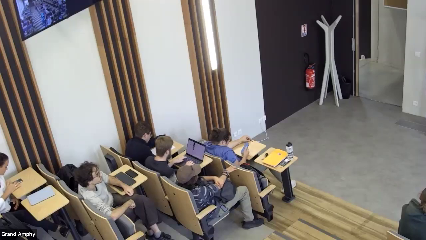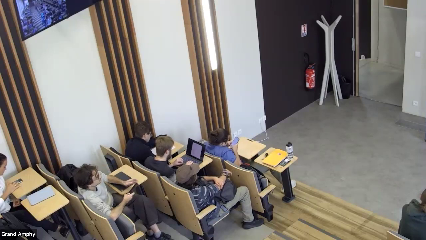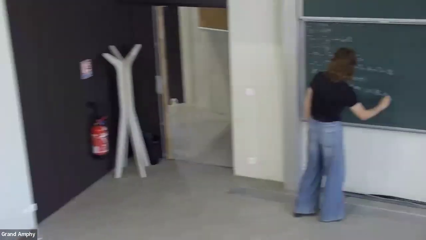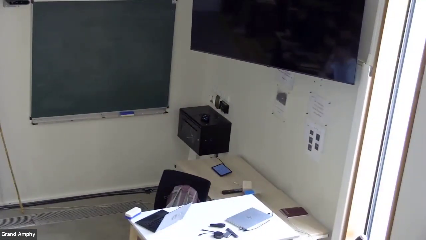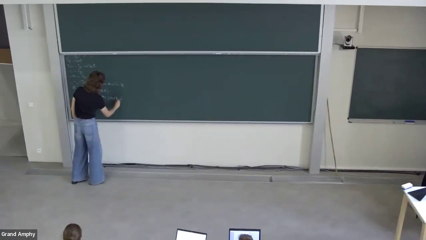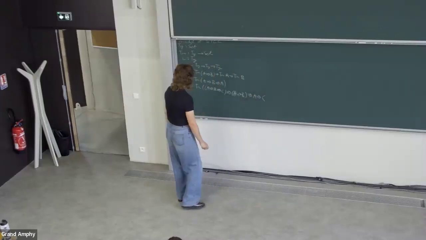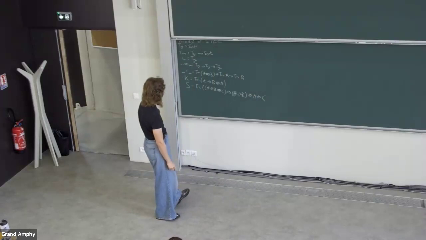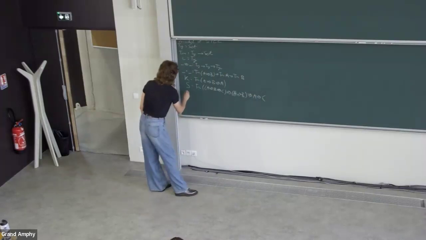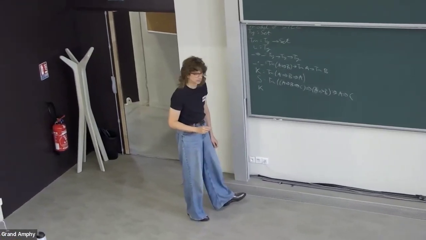So K is a term from A to B, A. And S is a bit more complicated. So if you have a function from A to B to C, and a function from A to B, and then A to C, then you get a function from A to C. Is this correct? Yes. Close the parenthesis. Okay.